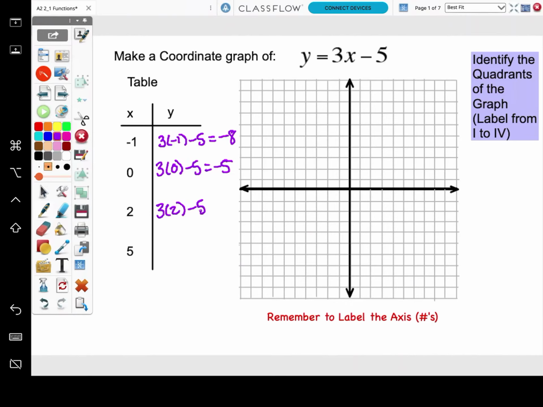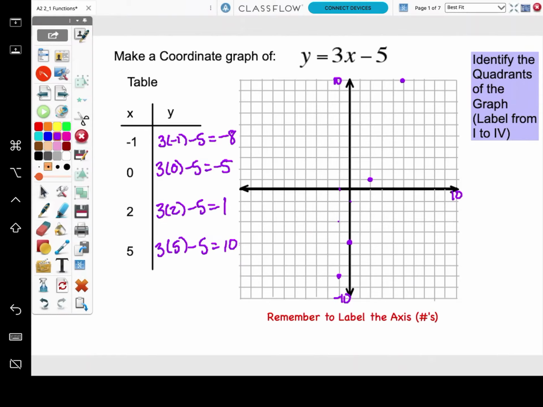So we would have these points: negative 1, negative 8. 1, 2, 3, 4, 5, 6, 7, 8. So we should label our axis here. It looks like we got a 10 in both directions. 0, negative 5. 2, 1. And 5, 10. Okay, when it says label your axis with the numbers, I really only need to see those at the ends so I can tell which scale you used at any given time.